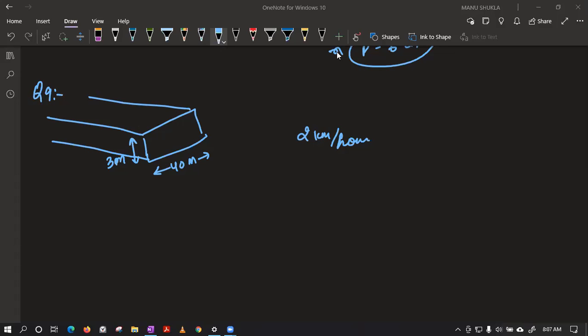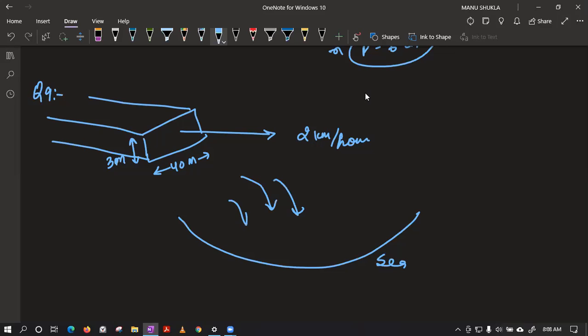Okay, let me read the question completely. They are saying a river 3 meter deep, 40 meter wide is flowing at the rate of 2 kilometer per hour. Let me show you like this. The speed of this river is 2 kilometer per hour. They are saying how much water will fall into the sea. Suppose this is the sea. This is a bowl which we call the sea. In this, how much water will fall after how many minutes? After 1 minute. So actually we have to find in 1 minute how much water will come out.